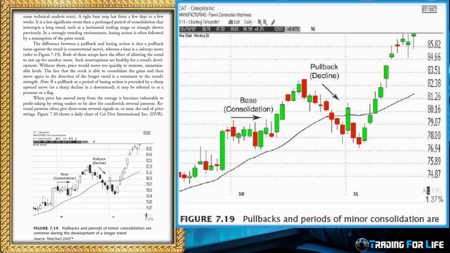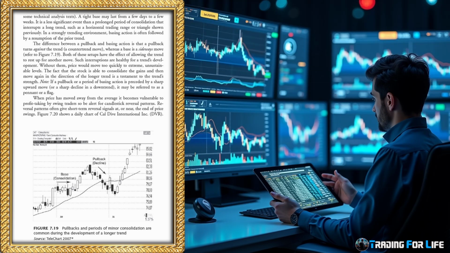When price has moved away from the average, it becomes vulnerable to profit taking by swing traders. So be alert for candlestick reversal patterns. Reversal patterns often give short-term reversal signals at or near the end of price swings.